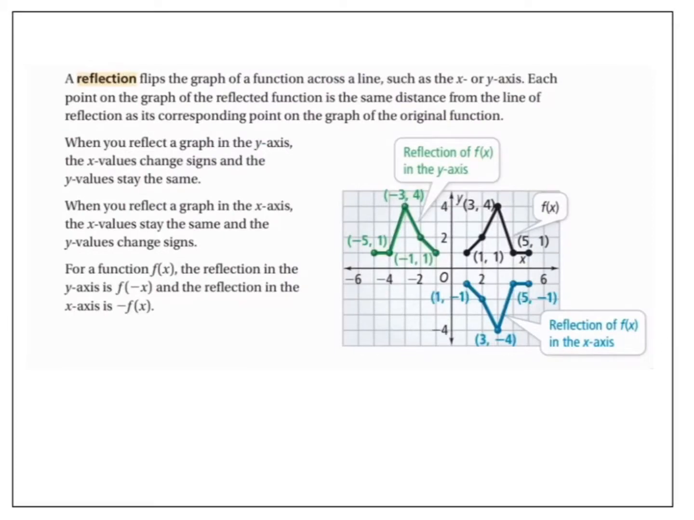A reflection flips the graph of a function across a line, such as the x or y axis. Each point on the graph of the reflected function is the same distance from the line of reflection as its corresponding point on the graph of the original function.